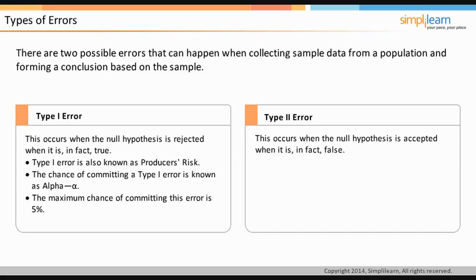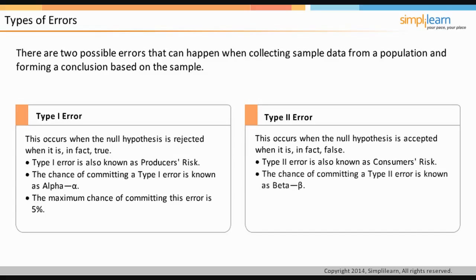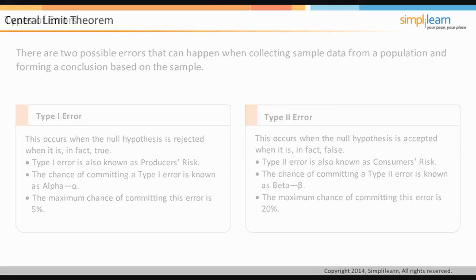Also, when you reject the alternate hypothesis when it is actually true, you commit a type 2 error. Type 2 error is also referred to as consumer's risk. In comparing the two coaches, the coaches were actually different in their efficiencies, but the conclusion was that they are the same. The chance of committing a type 2 error is known as beta. The maximum chance of committing a type 2 error is 20%. In the next screen, we will learn about central limit theorem.